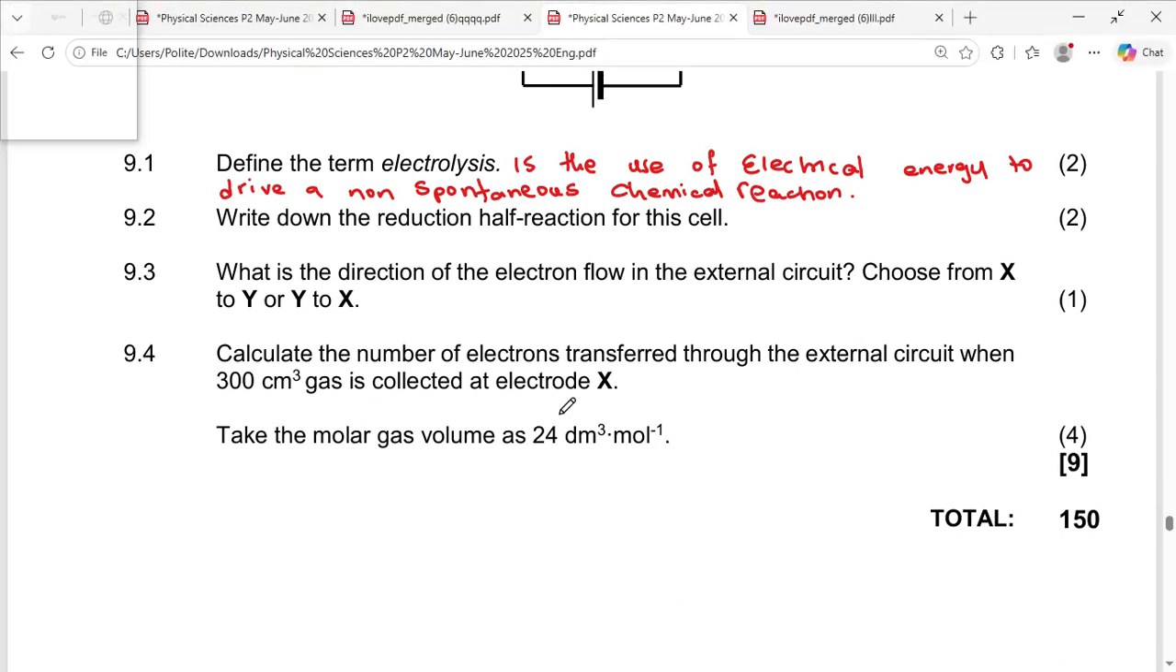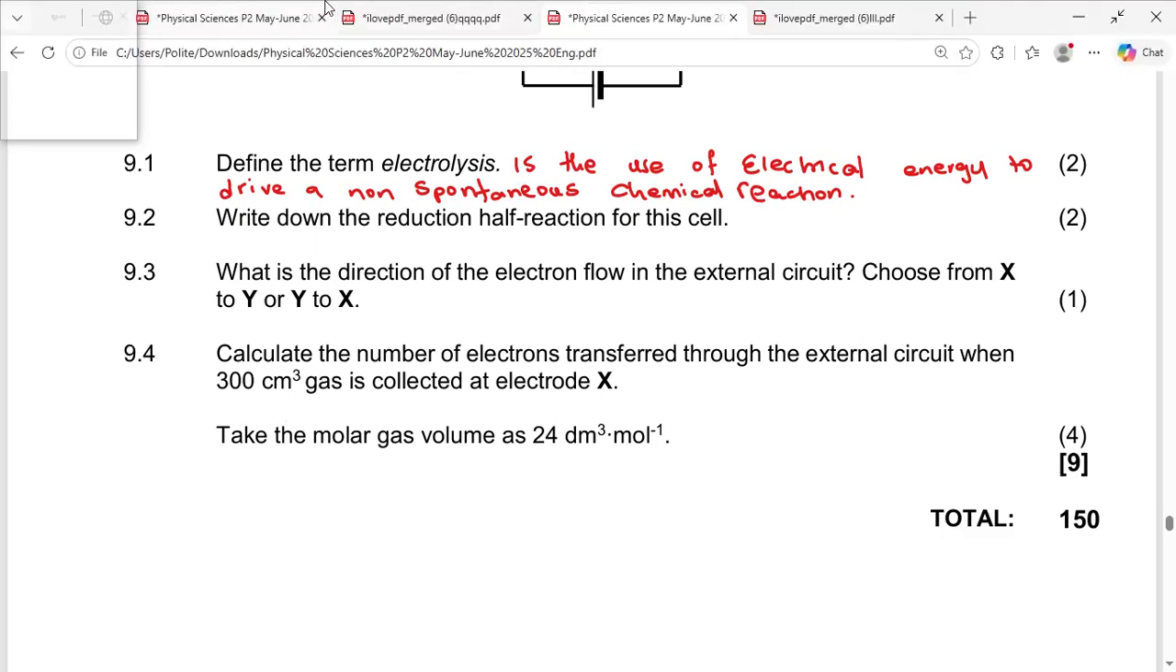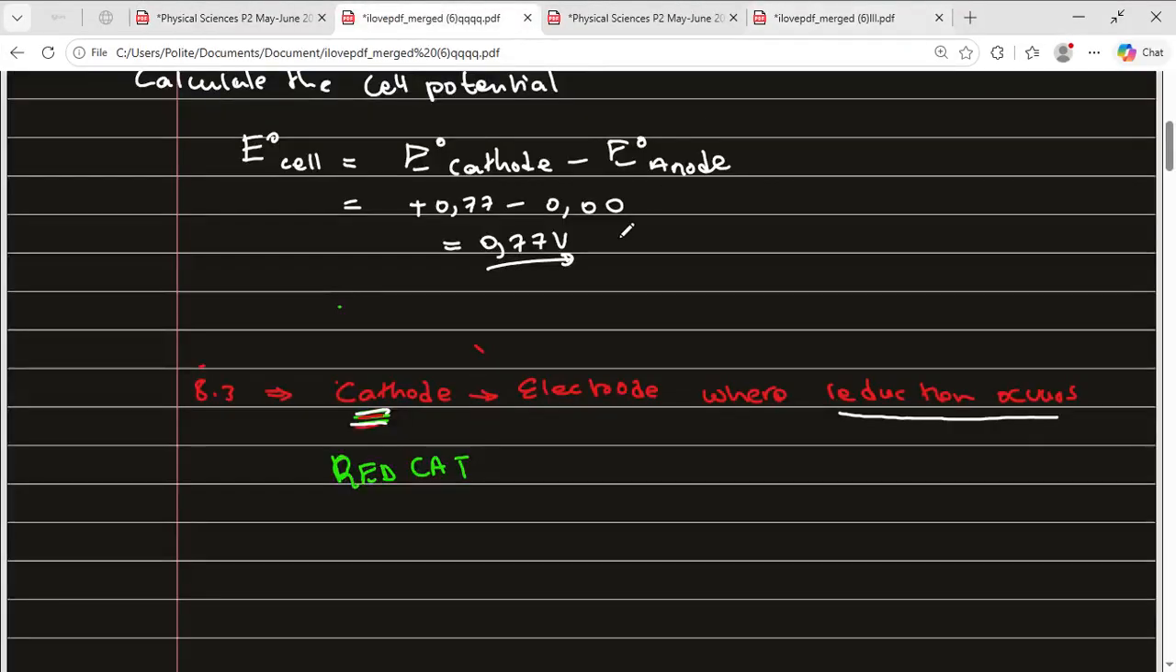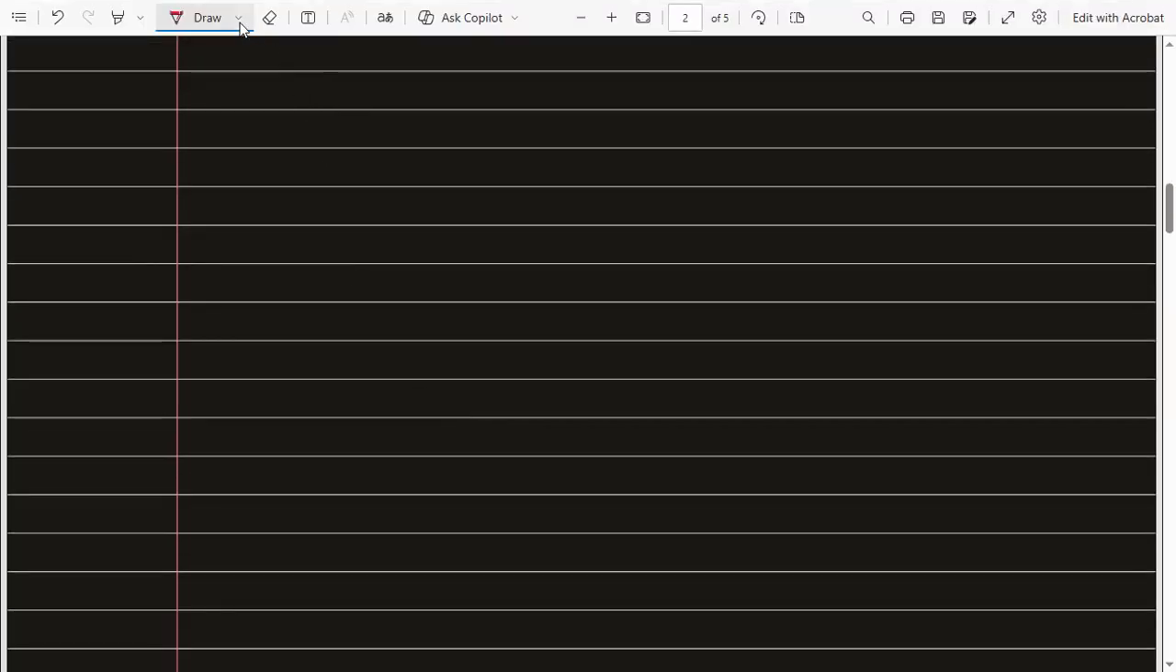Make sure that you read the statement to understand what is going on. Calculate the number of electrons transferred through the external circuit when the 300 centimeter cube gas is collected at electrode X. Okay. Right, so I'm going to first start with what I'm given, and then I'll take it from there. So let's first identify the gas produced. That is something that you can start with.